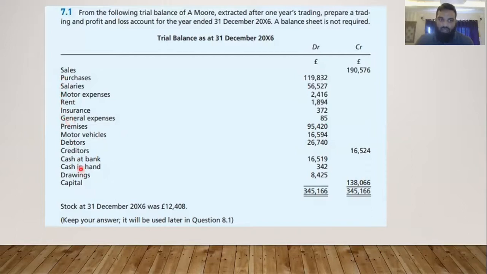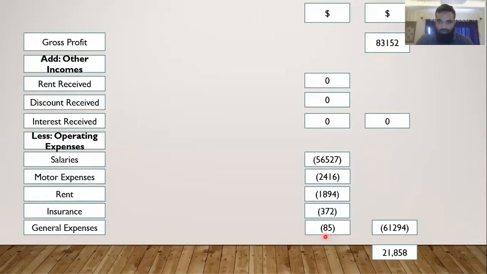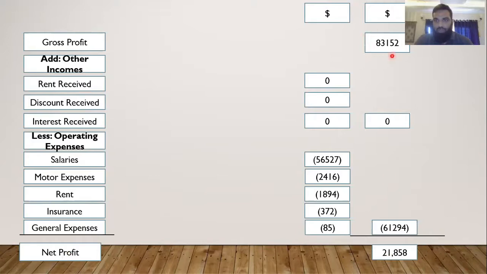That's it. And then we had closing stock. We used all of this information and we have reached the end. We have almost prepared the income statement. Okay, this is the total of the expenses. That's 61,294. And then I'm going to put a line because now I will calculate my net profit. That's my final figure. Net profit is gross profit that I had minus the expenses. This is 21,858.